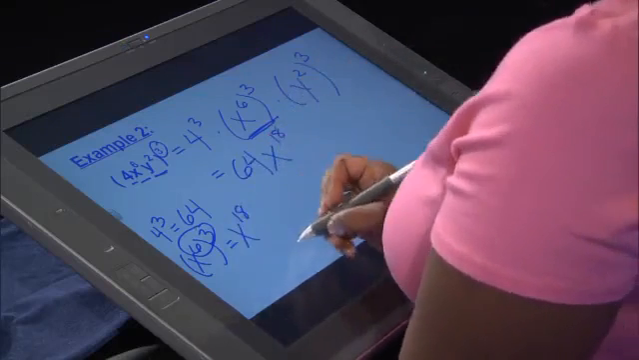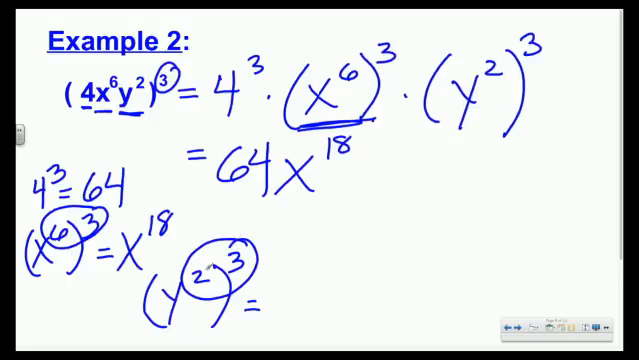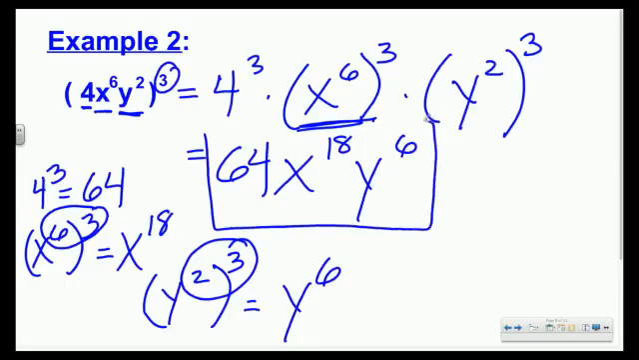And then I have, I'm right over here, running out of room, y squared raised to the third power. So our rule about raising a power to a power, just multiply your exponents together. So 2 times 3, that's 6. So this would be y to the 6th for that last bit. And you're all done. Just distribute that exponent throughout, and you're all done.